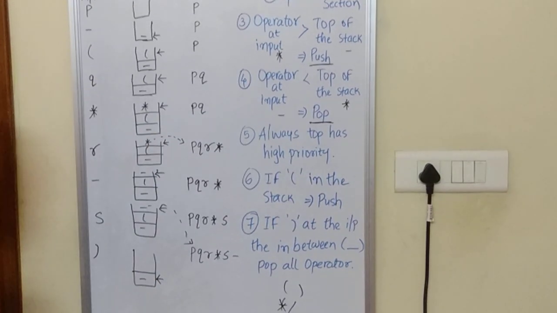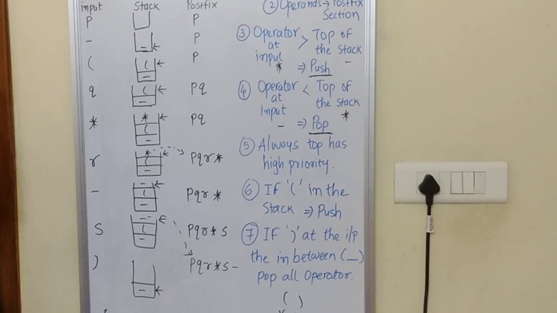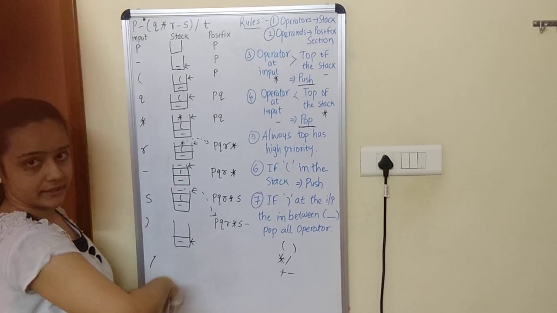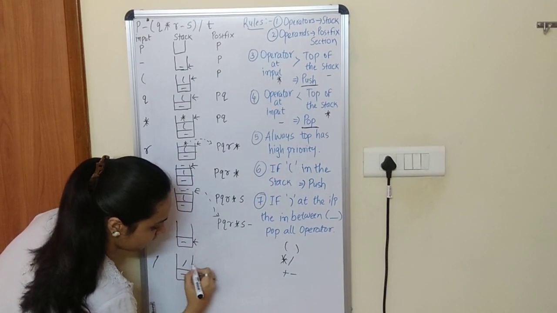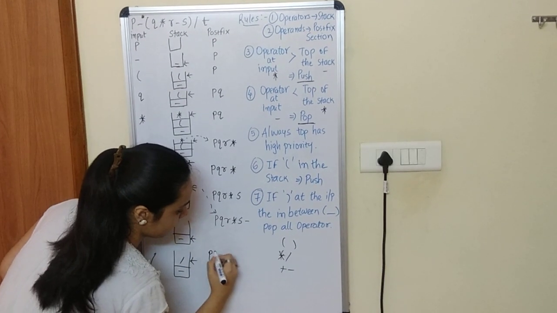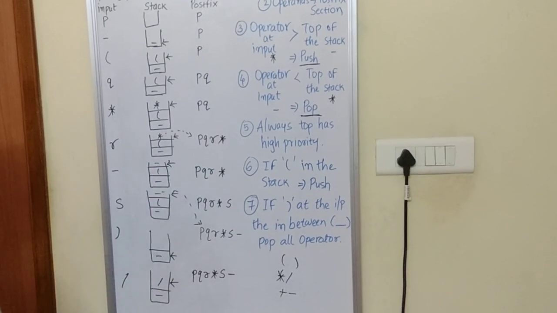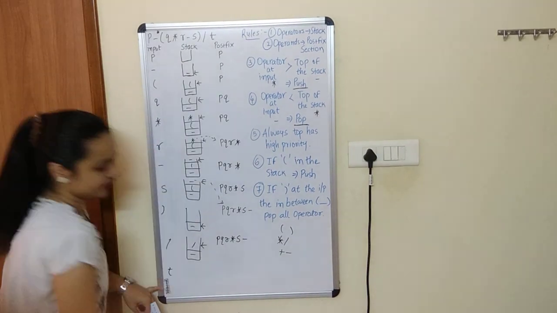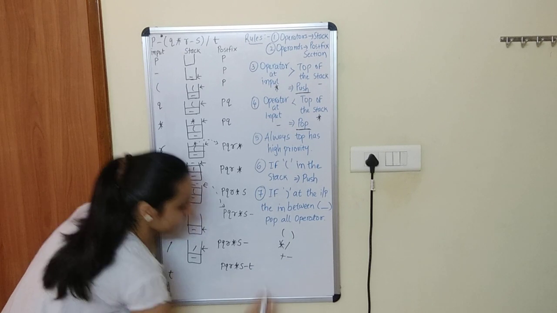Okay. After that, division is there. So now I have to compare these two operators. So the priority of the division is greater than this minus. So I have to push it into the stack. So it will be like minus and division, and your top element will be this, and this will remain the same. X and minus. After that, I found T. So T is my operand. So I am directly writing it into this section. P, Q, R, multiplication, S minus T.